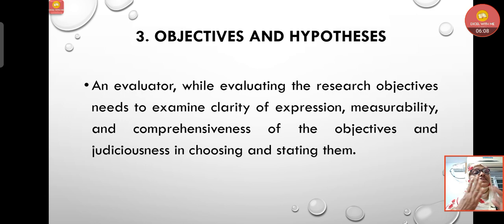Now, the third one, we have understood about the introduction and the review of literature. The third one is objectives and hypothesis. An evaluator, while evaluating the research objectives, needs to examine clarity of expression, measurability, and comprehensiveness of the objectives and judiciousness in choosing and stating them.